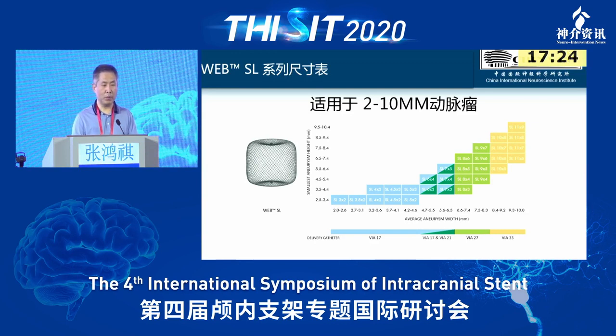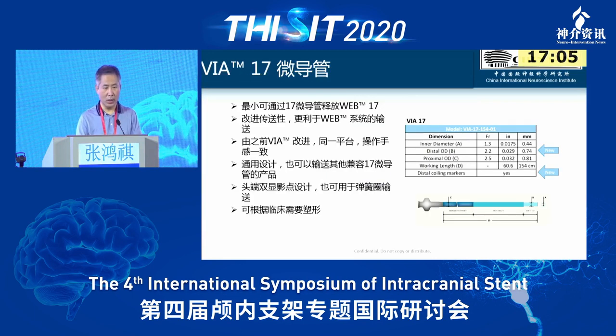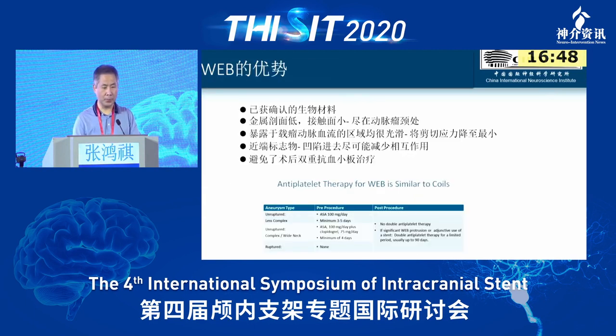Well, it is applicable for 2 to 10 millimeter aneurysms. SLS type is applicable to 3 to 10 millimeter aneurysms. Different type for different aneurysms. Well, for the pillar shape and ball shape, maybe the malposition will be induced. Well, the tiny Web is 17 microcatheter. A microcatheter can reach all vessels in the brain, but in China, we have a larger catheter, around 33.